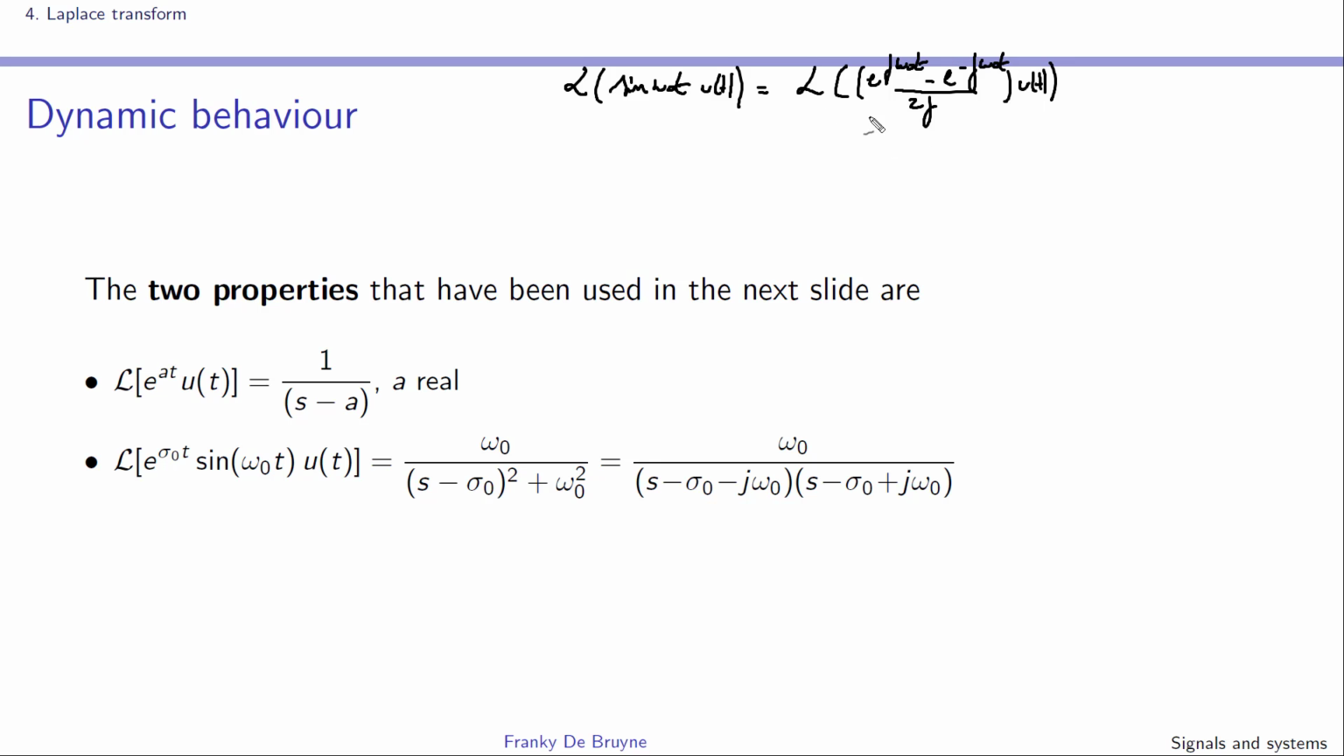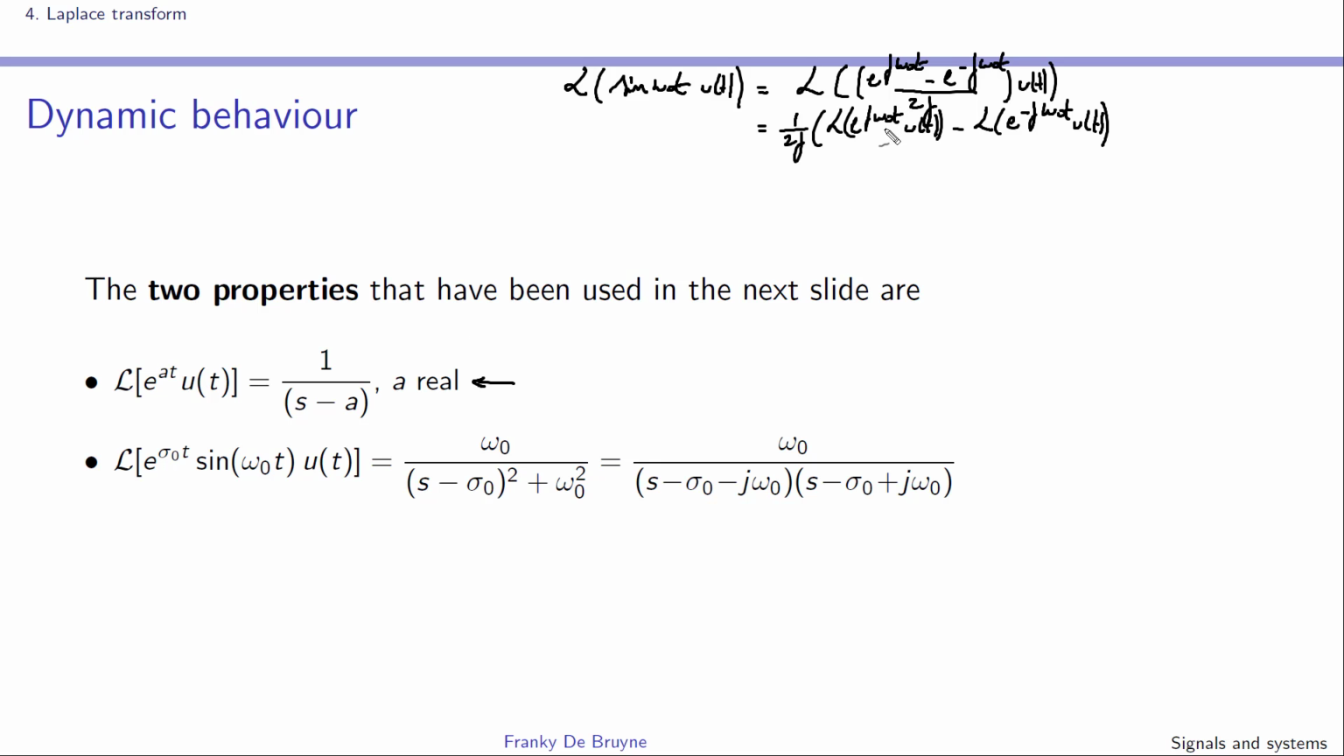And by linearity of the Laplace transform, we have that this is 1 over 2j times the Laplace transform of e^(j omega_0 t) u(t) minus the Laplace transform of e^(-j omega_0 t) u(t). Now we can use this one again, because I said this is even true for A complex.